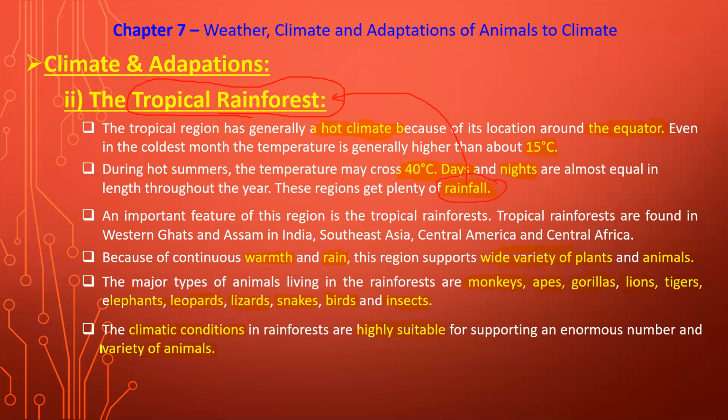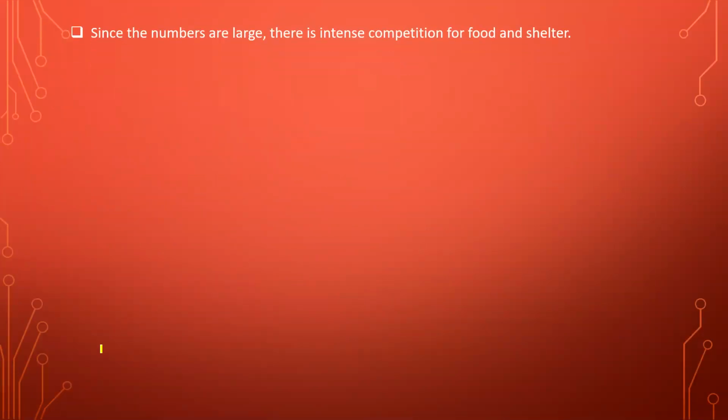So they are supporting these animals. The climatic conditions are highly suitable for supporting an enormous number and variety of animals. So that's why a large number of animals are present in the tropical rainforest. Now, since the numbers are large, there is intense competition for food and shelter. Obviously, suppose in a small place too many animals are there, then for food they are going to fight. So since the number is very large, that means large varieties of animals are present, due to which there is intense competition for the food.